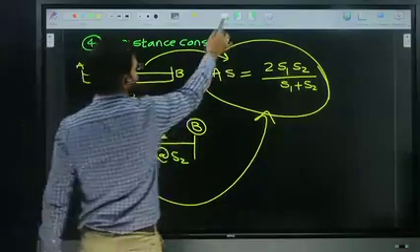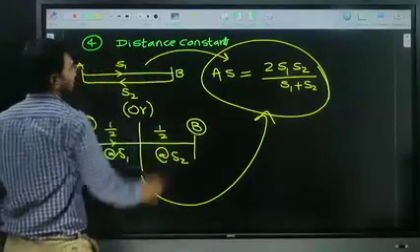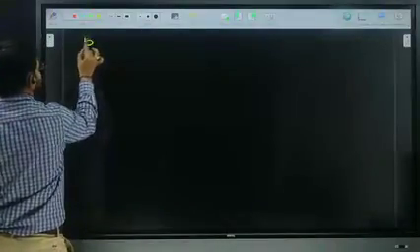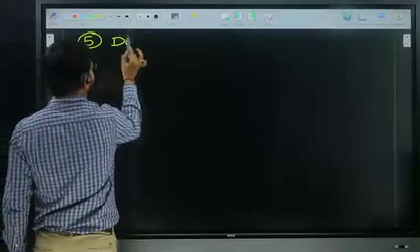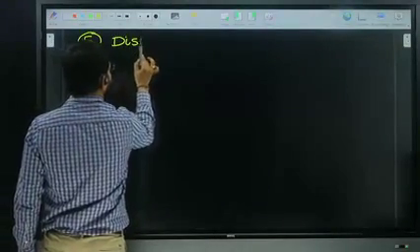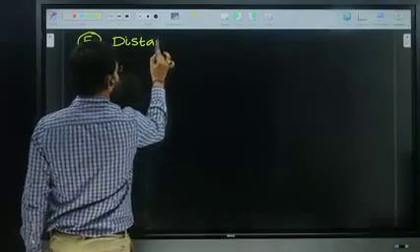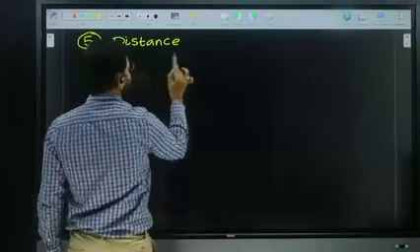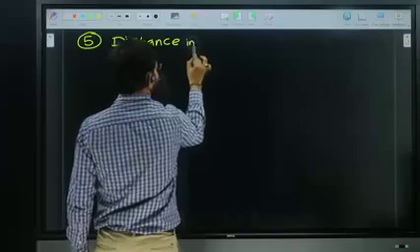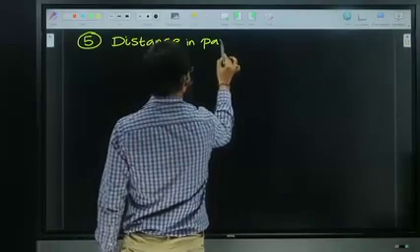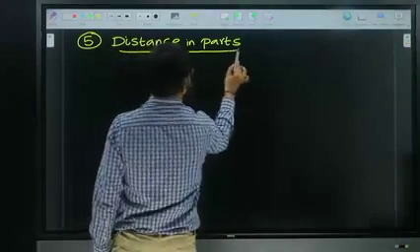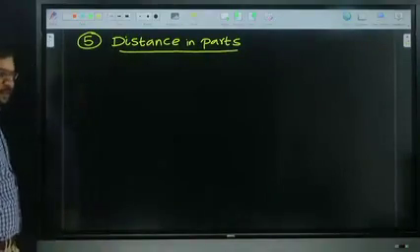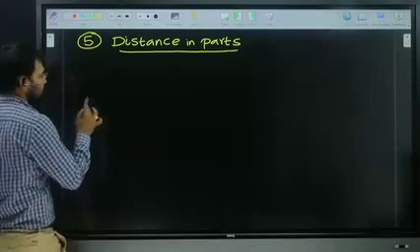And coming to the fifth type, the last type: distance in parts. So the fifth type is distance in parts. Look at me, this is very very important.